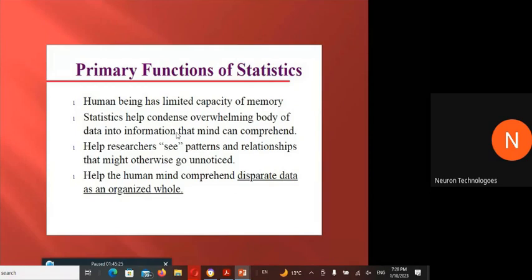It helps researchers see patterns and relationships that might otherwise go unnoticed. If things are going in the wrong direction, the primary function of statistics will clearly show that your data, your tool, and your methodology are not on the right path. In this way, the researcher can control and mold the research to set it on the right path again. It helps the human mind comprehend disparate data as an organized whole.